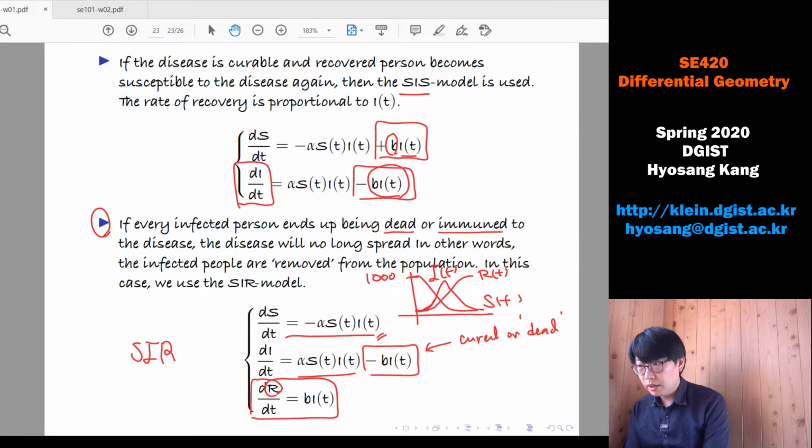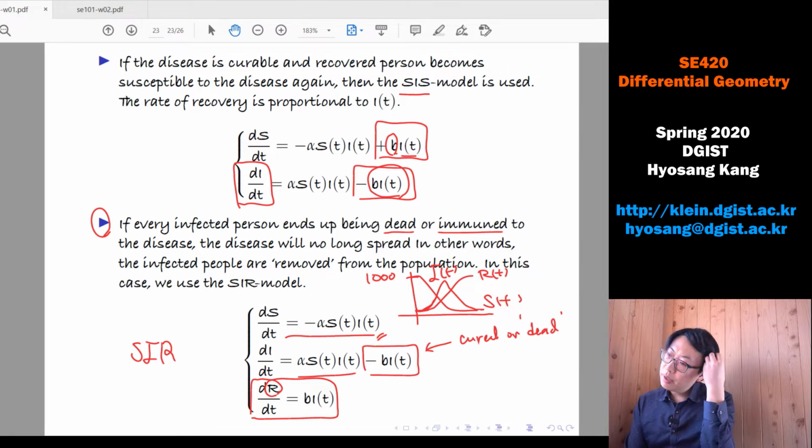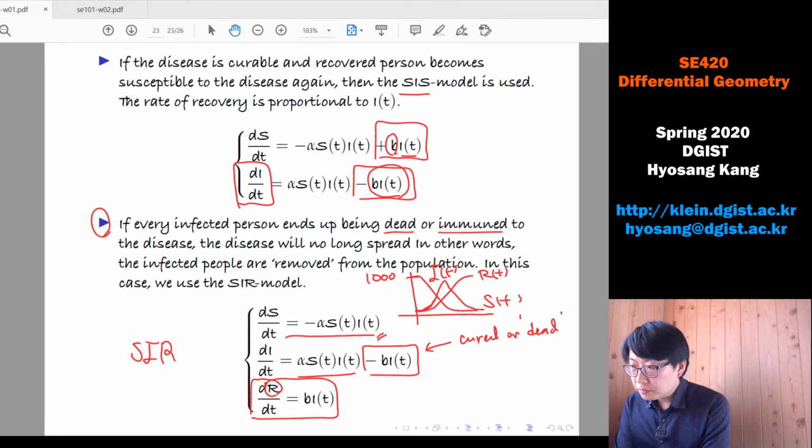In the SIS model, deceased people are not taken into account. So the question is, in the SIS model, we don't take account of deceased people.